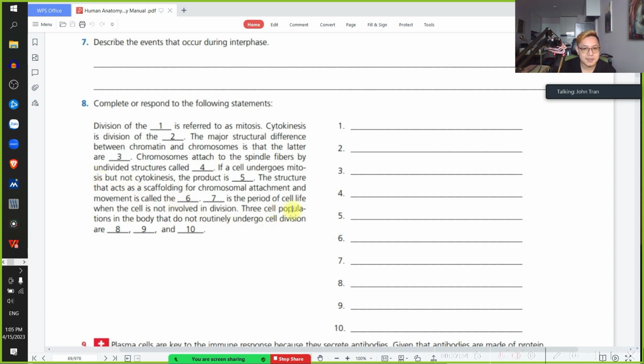Number 7 is the period of cell life when a cell is not involved in division. What is that? Một cái thời điểm trong cuộc đời của tế bào mà cái tế bào nó không tham gia vào chuyện phân chia. What is that? Kinetochore, you mean? Yeah. Kinetochore, yeah. Number 6, I was suspecting it. Kinetochore, yeah. Number 6 is kinetochore.